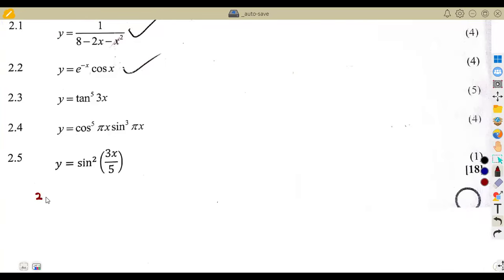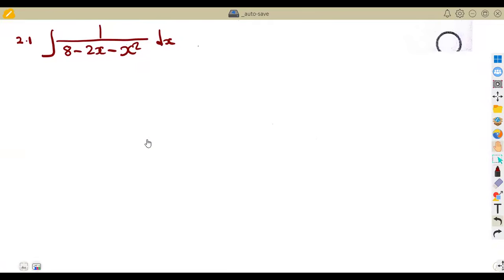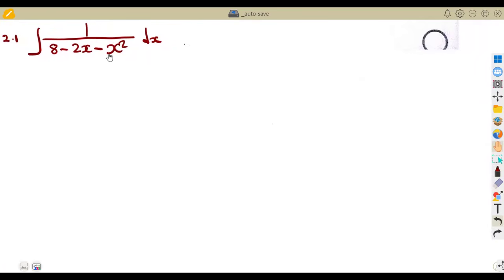All right, so 2.1, the integral of y is given as 1 over 8 minus 2x minus x squared with respect to x. So that is what we are given, and you're asked to determine the integral of this with respect to x. So here we are supposed to think of the completing of the square method according to our syllabus. That is the only thing that we can have here.